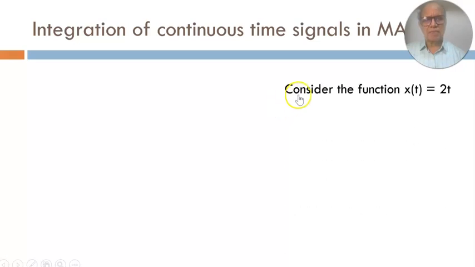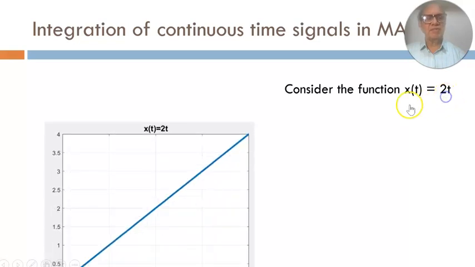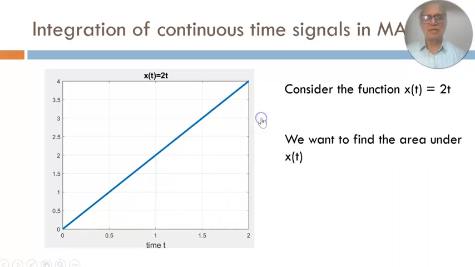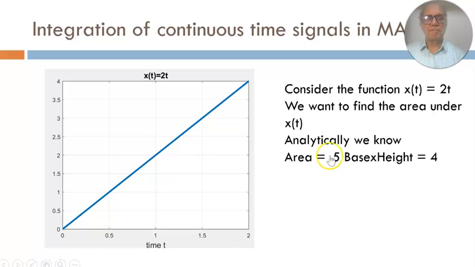But let's see. Suppose you have a function x(t) equal to 2t. This is a straight line passing through the origin. At t equal to 0, this is 0. At t equal to 2, it reaches 4, and it is a straight line. Analytically, we all know how to calculate the area. That is simply half the base into height. As I have said, analytically we know that area is 0.5 times base times height, which is equal to 4 in this case, because the base is 2 units, so half of it is 1, and the height is 4. So 1 into 4 is equal to 4. This is the analytic result.